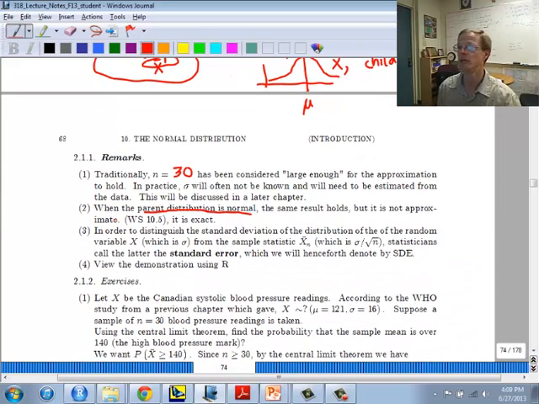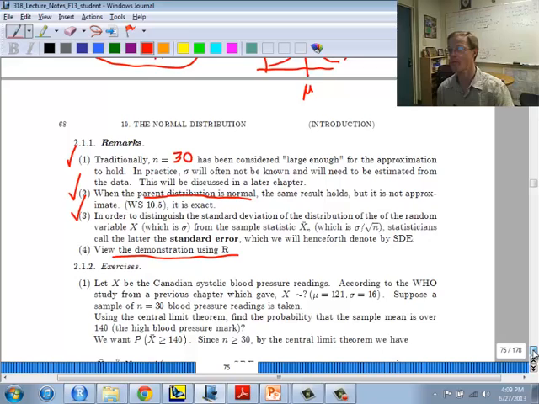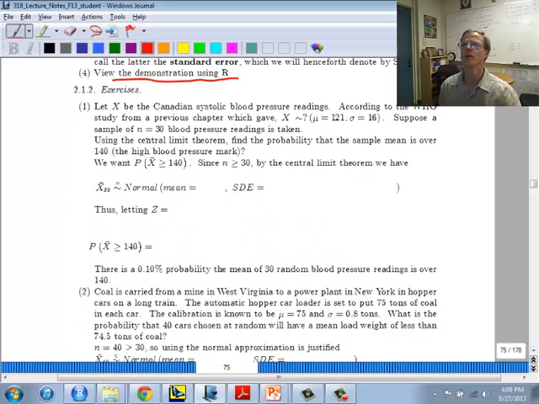What else do we have? That covers 1, 2, 3. Demonstration using R, we did. I'd like to do a couple of exercises and close it. First exercise. I want to revisit the Canadian systolic blood pressure data that we did in the last segment. We have mean 121, standard deviation 16, and let's suppose we get a sample of 30 measurements.